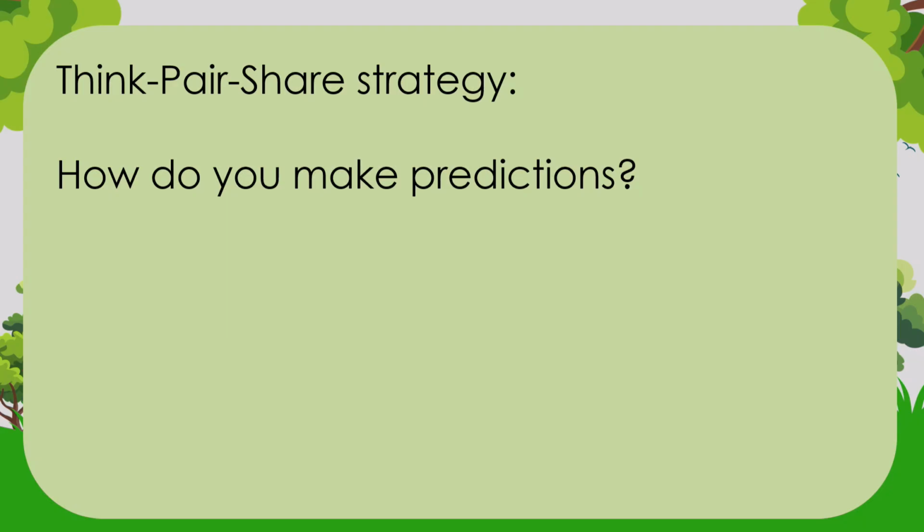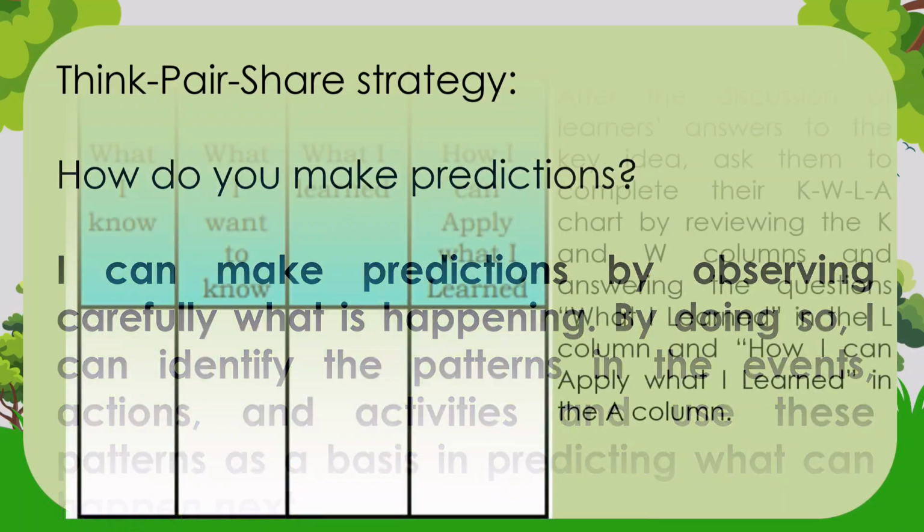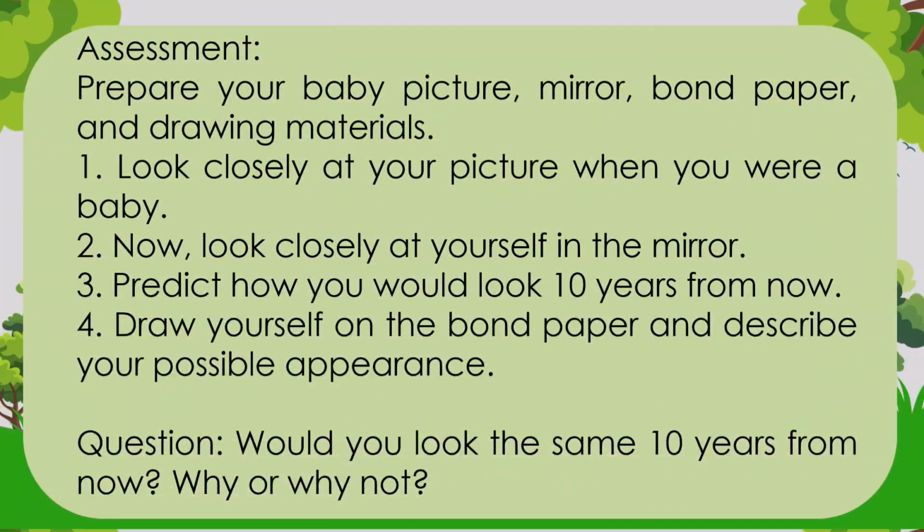Now let's have a think, pair, share strategy. How do you make predictions? After the discussion of learners' answers to the key idea, ask them to complete the KWLA chart by reviewing the K and W columns and answering the questions what I learned in the L column and how I can apply what I learned in the A column. And then after that, do the assessment.